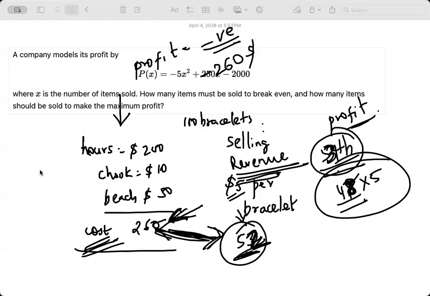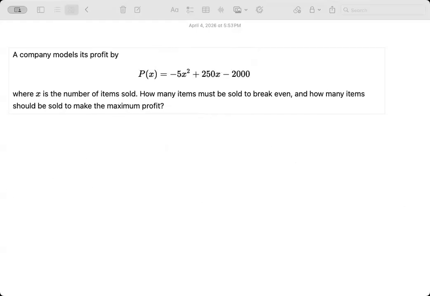Good catch. Okay, I just put in whatever you all said. So yeah, here, a company models its profit by this one.